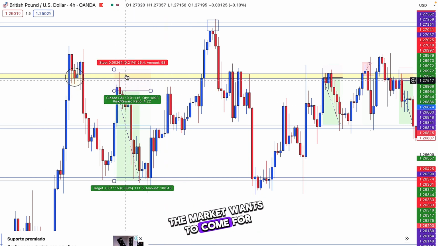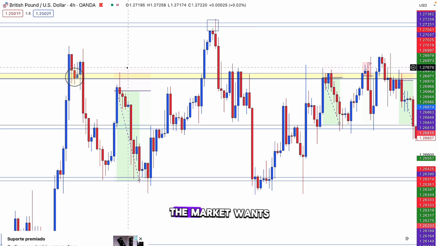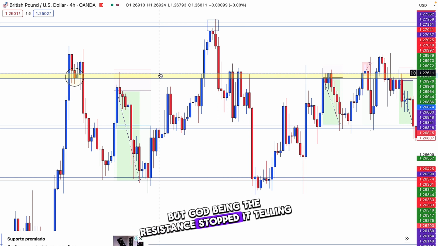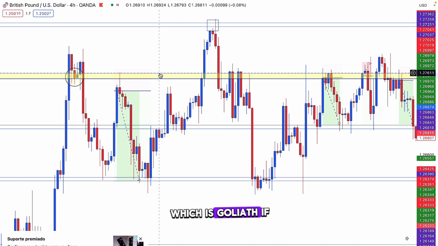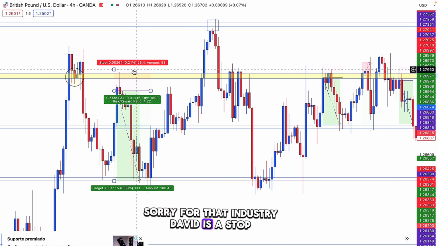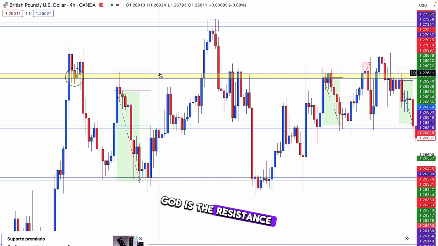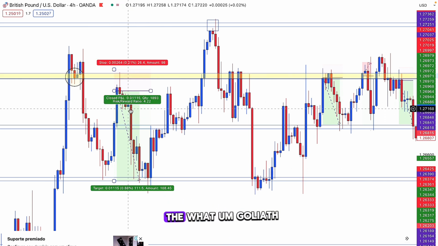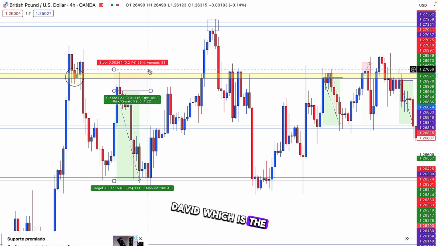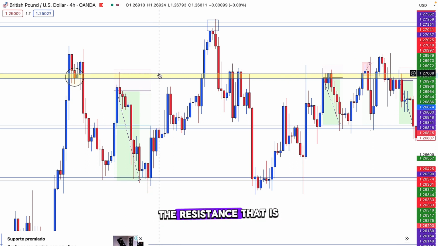The market wants to come for your stop loss. All right? The market wants to come for your stop loss, but God, being the resistance, stopped it, telling the market, which is Goliath, if you must come to David, which is your stop loss, David is the stop loss. Sorry for that illustration. David is the stop loss, which is right here. God is the resistance, and the market is Goliath. Very, very simple and easy. God said, if you want to come to David, which is the stop loss, you have to pass through me, which is the resistance. That is it.